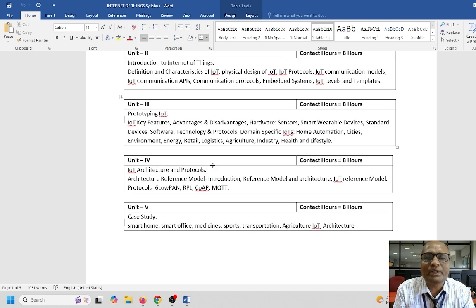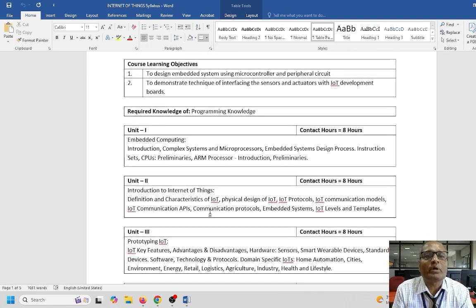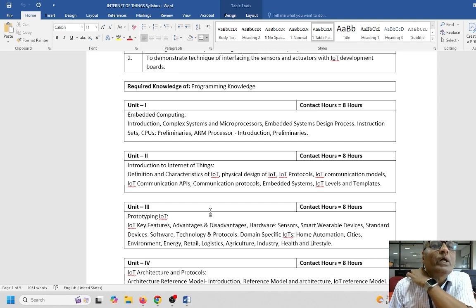The fourth unit is IoT architecture and protocols. There again we are going to have some specific protocols designed especially for IoT, because I'm going to tell you next anyway. Then the fifth unit is case studies, where we have detailed case studies of examples like smart home, smart office, medicines, sports, transportation, agricultural, and other things. Okay, let me tell you one by one, one minute for each unit.